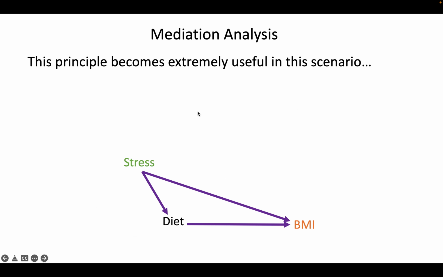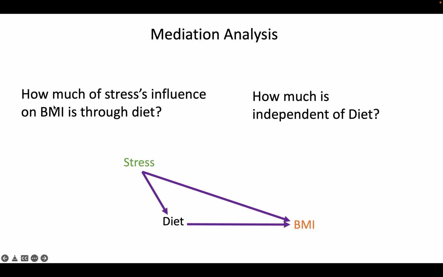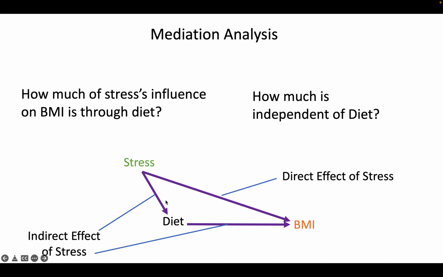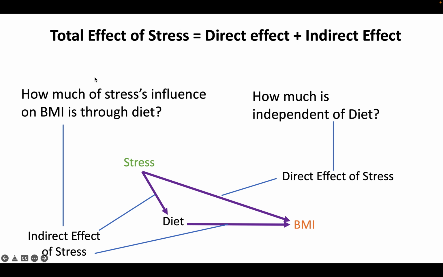Mediation analysis becomes really useful and neat in a scenario like this, where stress, in addition to having an effect through diet, also has a direct effect on BMI. And we're able to ask how much of stress's influence on BMI is through diet and how much is direct. So this is the direct effect, and this would be the indirect effect through diet. By figuring out the indirect effect, you're answering how much goes through diet, and by finding the direct effect, you're figuring out how much is independent of diet. The total effect of stress combines the effect of these two paths, so total effect is direct plus indirect effect.